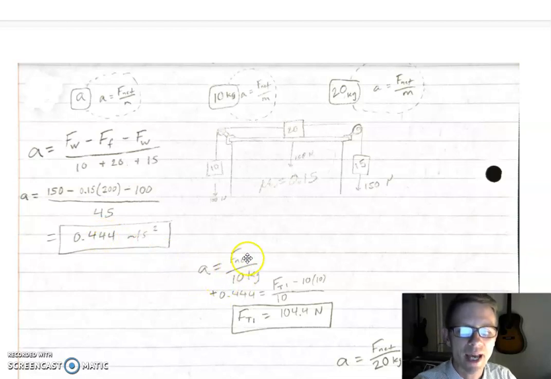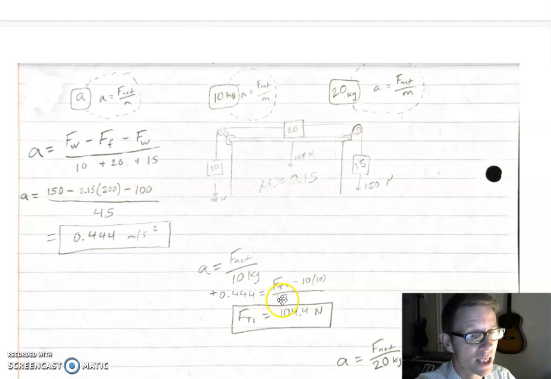I can now write F net over m for the 10 kilogram block. I'm now going to look at just the 10 kilogram block because that'll give me insight into what this tension is. It's time to dig in and analyze that particular one. So the acceleration is F net over m. The net force we can write an expression for, but we're talking about the 10 kilogram mass. Oh, by the way, I know the acceleration. It's positive 0.44 because it's in this positive system direction. Ft1, I don't know what that is. That's the first tension, minus the weight. Yes, this has a weight. Again, I'm focusing on just this mass, just the 10 kilogram mass. Do the math.